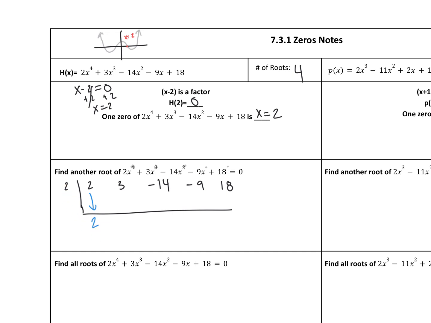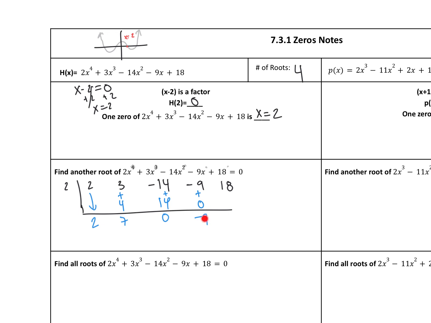So 2 times 2 gives me 4. 4 goes on the inside. Inside we add straight down. I get 7. 7's on the outside. The outside always multiplies with the house number, which is 2. I get 14. That goes on the inside. Inside, I add straight down. I get 0. 0 goes on the outside. Outside, I multiply with the house number and get 0. We add straight down, get negative 9.